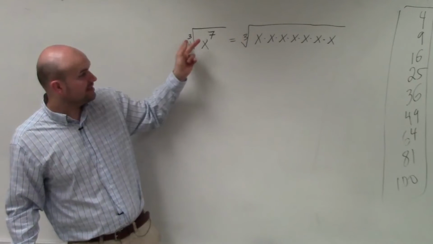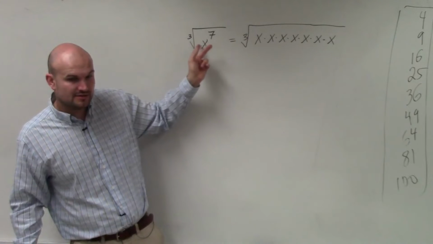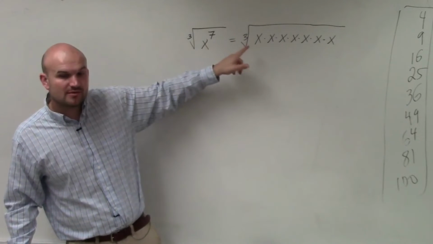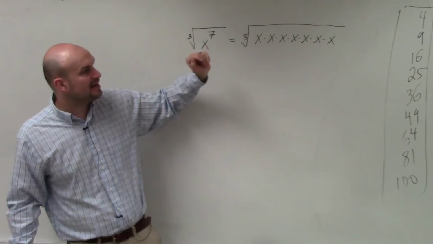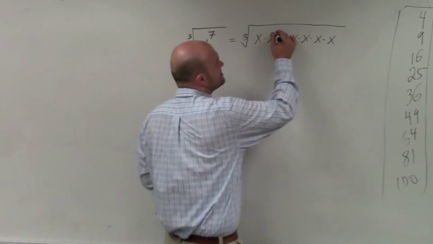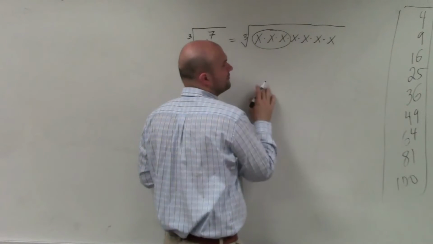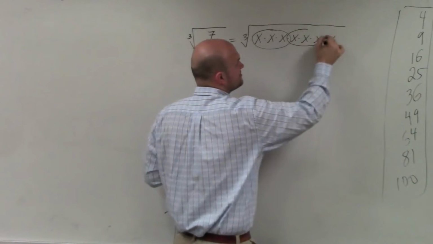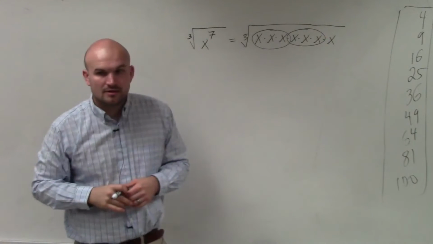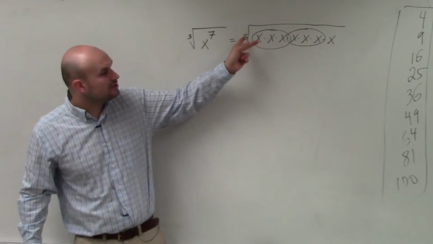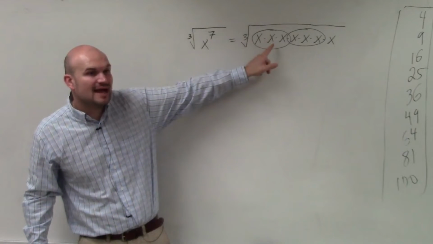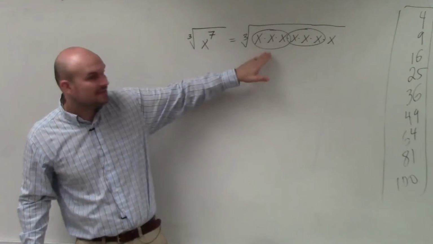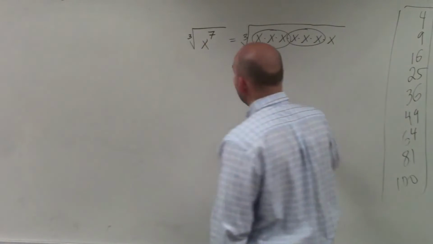Yes. No, the 3 is your index. So yes, you need to write that in there. What the 3 represents is how many times you're going to multiply a number by itself. What you guys notice is I'm multiplying the x by itself 3 times. So if you're taking the cube root of the x multiplied by itself 3 times, that is just going to equal x.